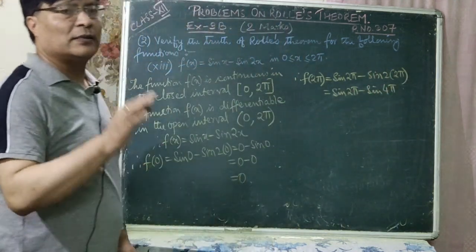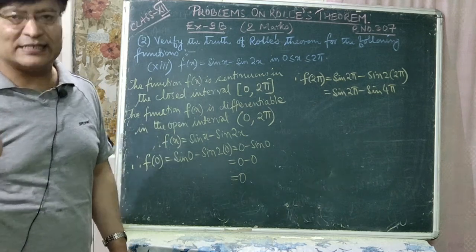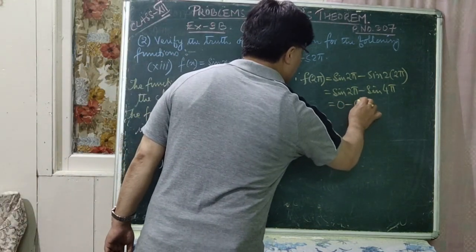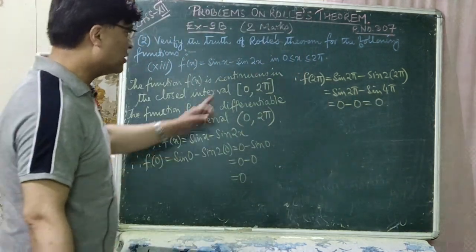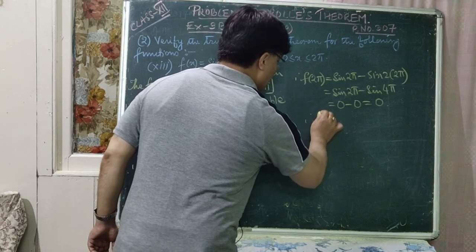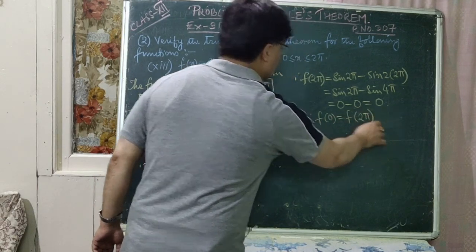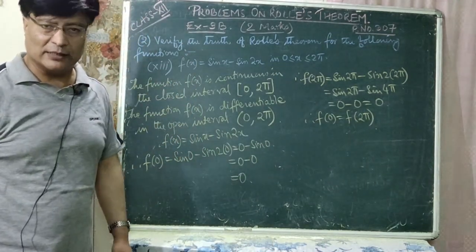As you know, sine n pi is always 0 where n is any integer, isn't it? So sine 2 pi is 0 and also sine 4 pi is 0, which is equal to 0. That is, f of 0 is equal to f of 2 pi. So f of 0 is equal to f of 2 pi. That is, all the three conditions of Rolle's theorem are satisfied here.